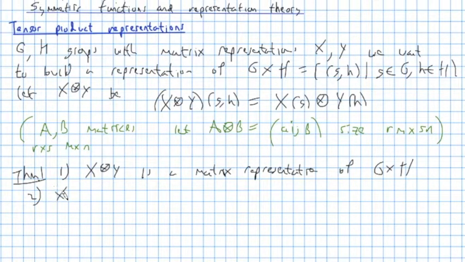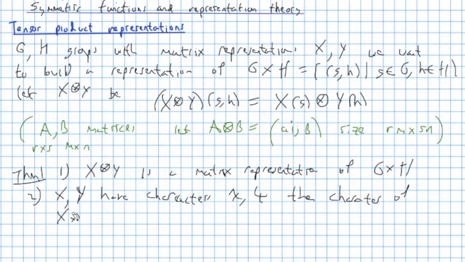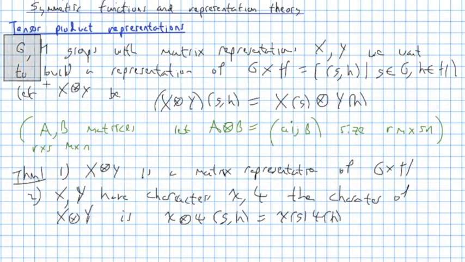And the second one is about the characters. So if X and Y, these matrix representations, have characters chi and psi, then the character of X tensor Y is going to be denoted chi cross psi, and the value at G comma H is going to be the product of the characters, chi of G times psi of H. So we just multiply these traces.